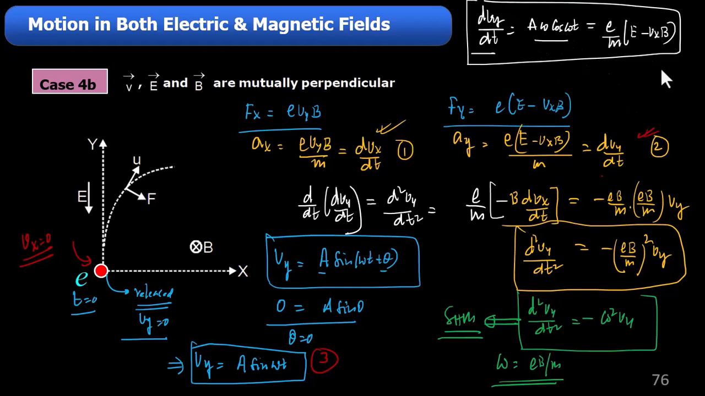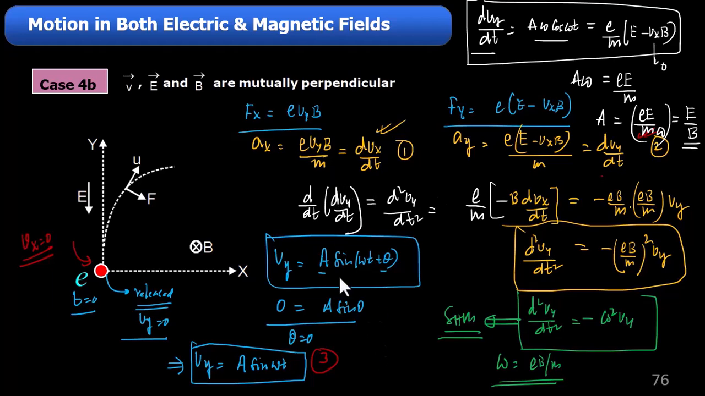At t equals 0, Vx is equal to 0, which means we are left with only capital E by M. The cos value becomes 1, so I am getting A omega equal to this number. Finally, A equals E by M into omega. Now omega is given as EB by M. If I put it in, A equals capital E by B. So this is the amplitude of the velocity.